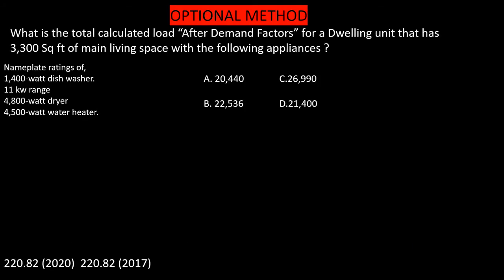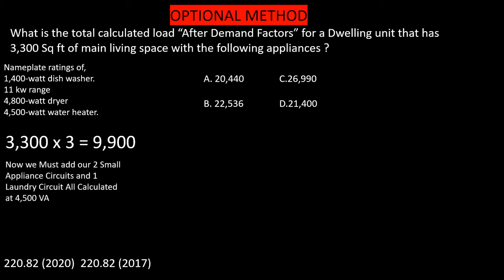What is the total calculated load after demand factors for a dwelling unit that has 3,300 square foot of main living space with the following appliances? A 1,400 watt dishwasher, an 11 kW range, a 4,800 watt dryer, and a 4,500 watt water heater. So we're going to take our square foot, we're still going to multiply it by 3 VAs, and that's going to give us 9,900. Now we must add our 2 small appliance and 1 laundry circuit calculated at 4,500 VAs.